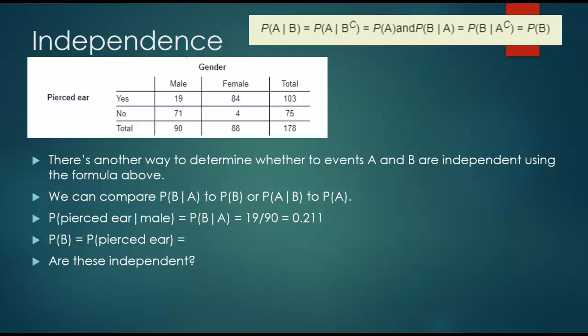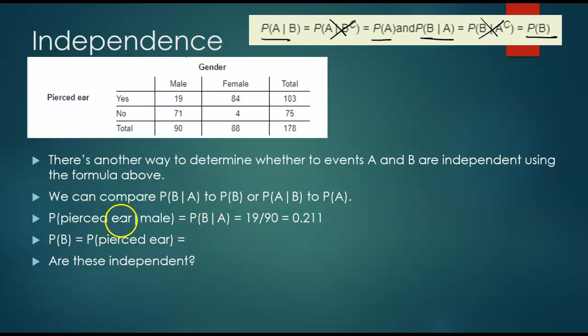There's another way to determine whether events A and B are independent using the formula above. We can compare the probability of B given A to just the probability of B, or the probability of A given B to just the probability of A. That's these pieces of the equation. We can skip that middle portion if that's easier for us to do, and check the rule here.